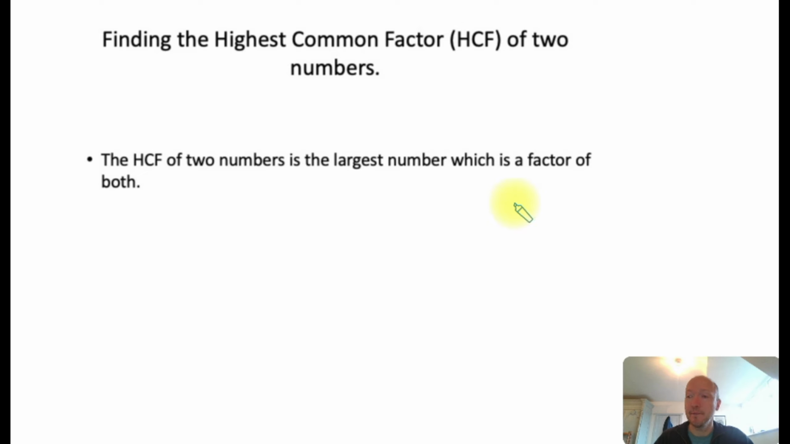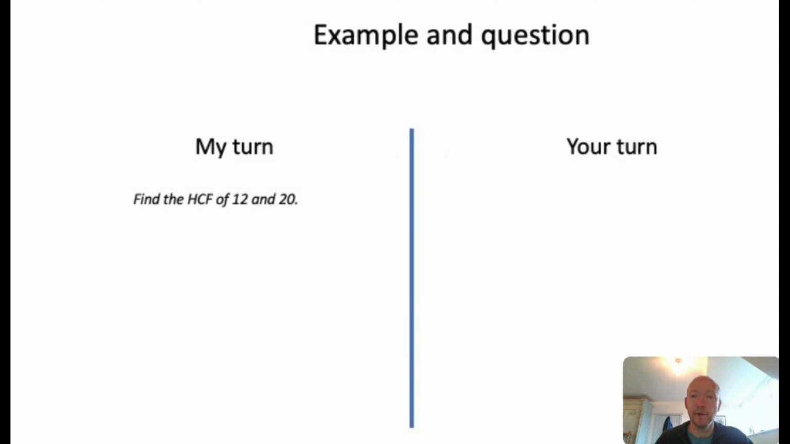So let's take an example of that. It's much easier to see an example in practice. So I want to find the highest common factor of 12 and 20. In other words, what number is the biggest number that's a factor of 12 and a factor of 20? Now, the key here is remembering what we mean by factor. Factors are the numbers that go into a number, the numbers you can divide something by.